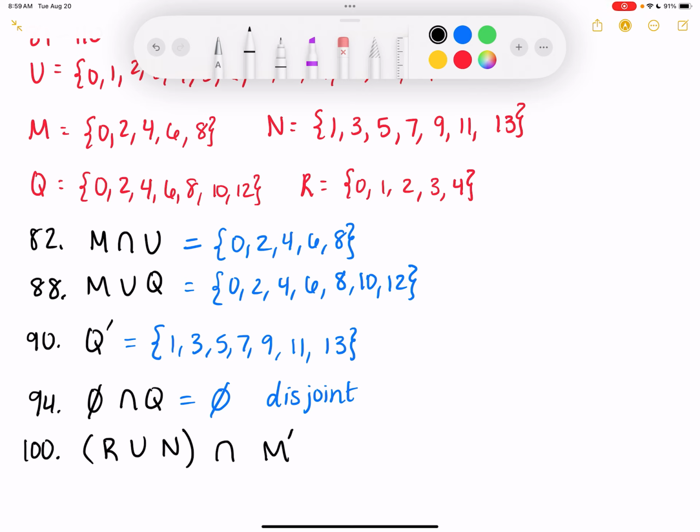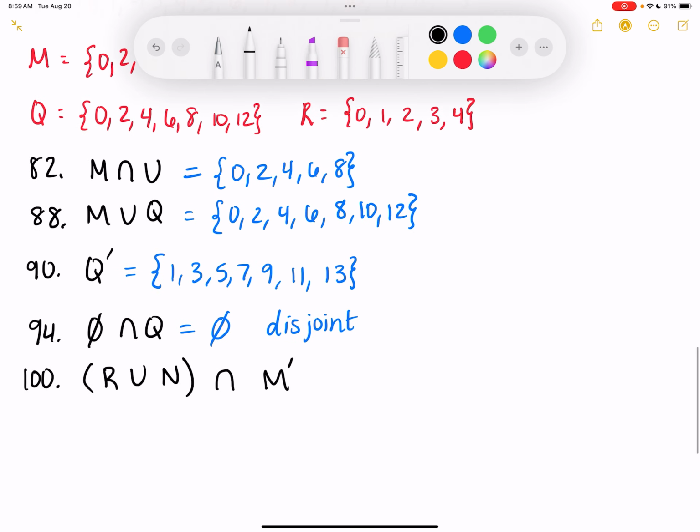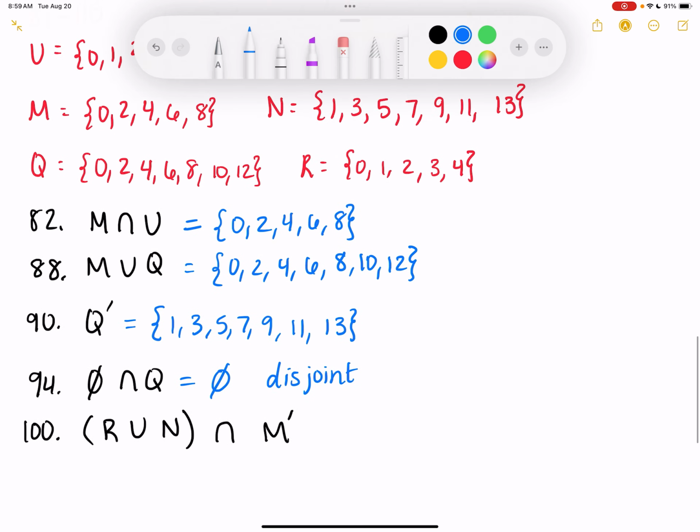What are the elements that are in either or of R and N? Ignore this part. What would R union N give me? 1, 2, 3, 4, 5, 7, 9, 11, 13, and 0. So everything that's in either: 0, 1, 2, 3, 4, 5, 7, 9, 11, and 13.